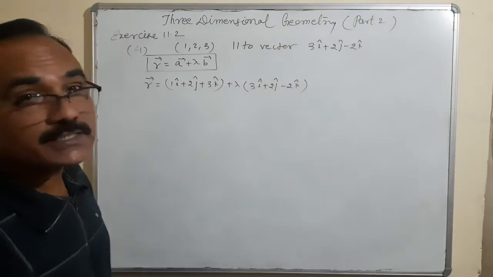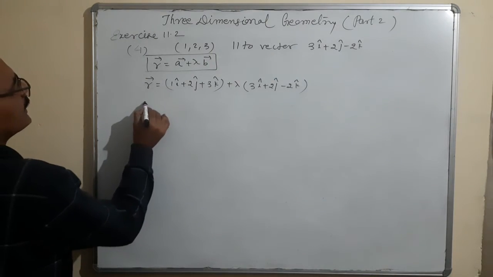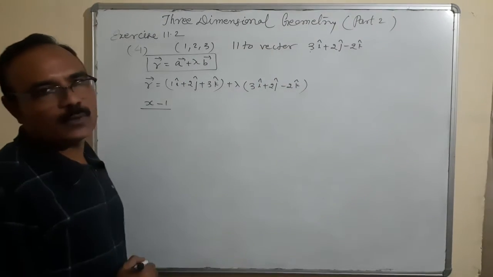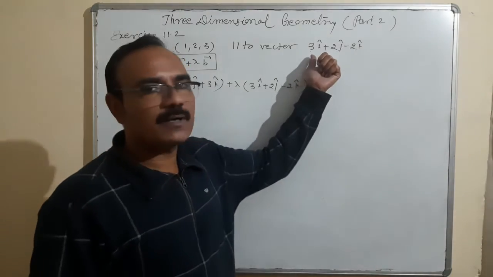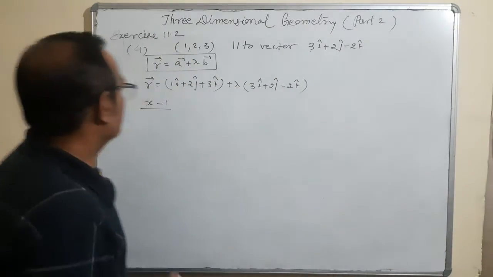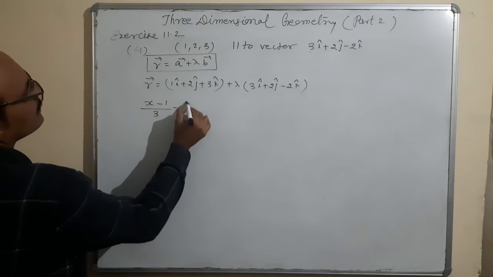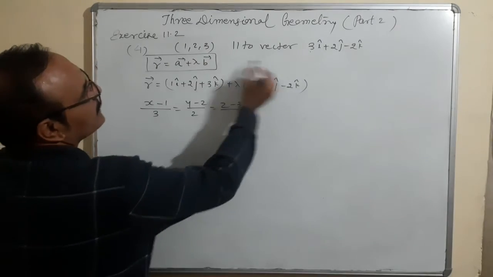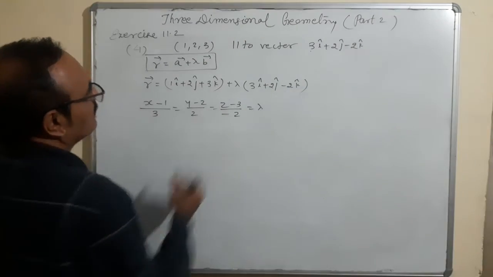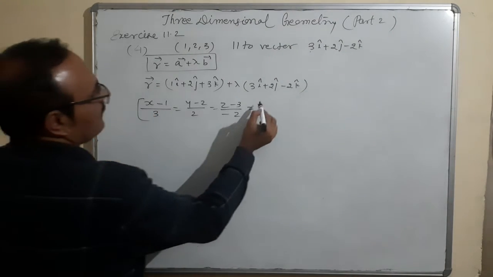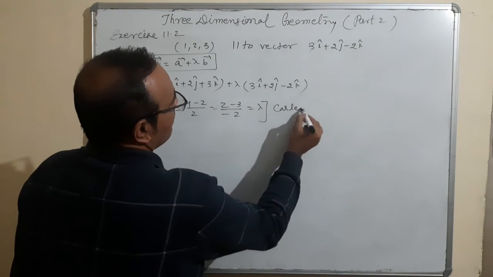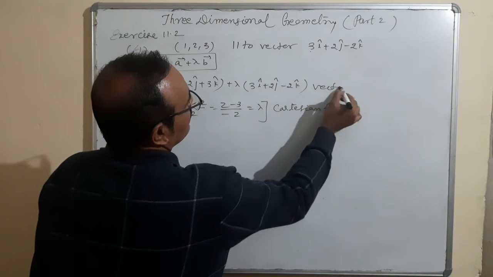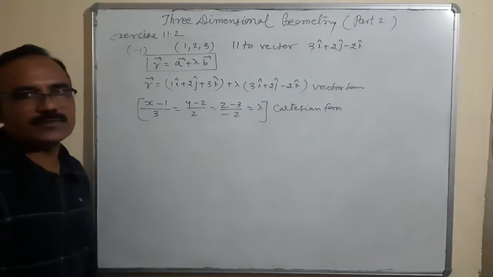If you want to write in the Cartesian form, then simply x minus x1, so x minus 1 upon 3. What is it? It is the direction ratio of the line, 3, 2, minus 2. So x minus 1 upon 3, y minus 2 upon 2, and z minus 3 upon minus 2. This is Cartesian form. And this is vector form. So in both the forms you can represent it.